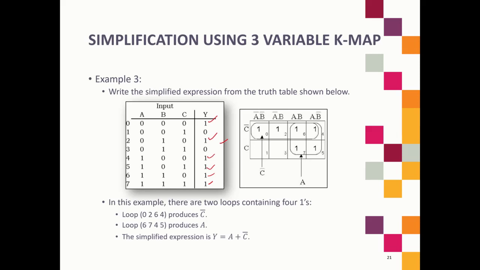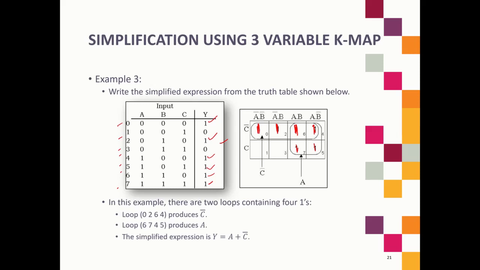So you have 1, 2, 3, 4, 5, 6. You can use the numbering here, or you can find it by product term. And next step, you can proceed with looping. You need to draw loops based on the adjacent cells. So you need to find the bigger size. If you have 4 cells, you need to loop all 4. So you have 1, 2, 3, 4.